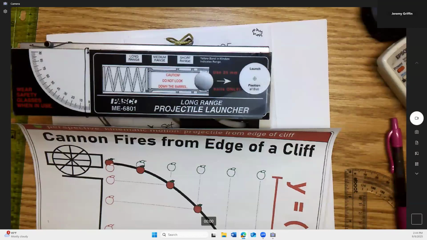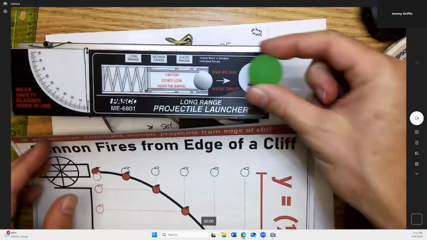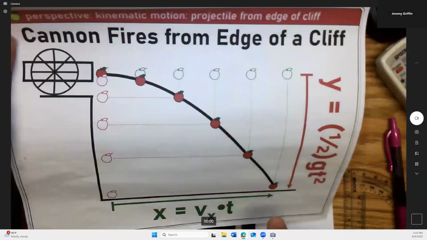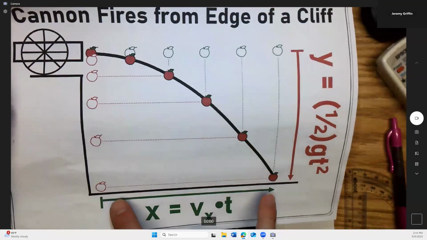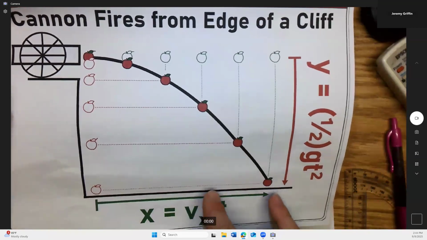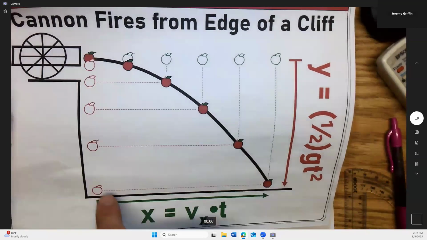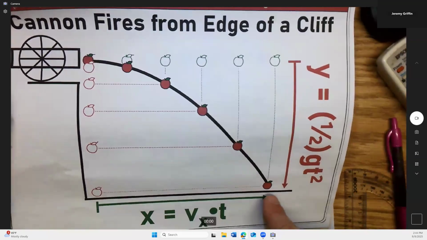Because what we're going to do is take this little squishy bouncy ball, put it inside the launcher, and aim it horizontally. It's going to land somewhere on the ground below. Then you can take either a meter stick or a trundle wheel and measure how many meters out it landed. Okay.